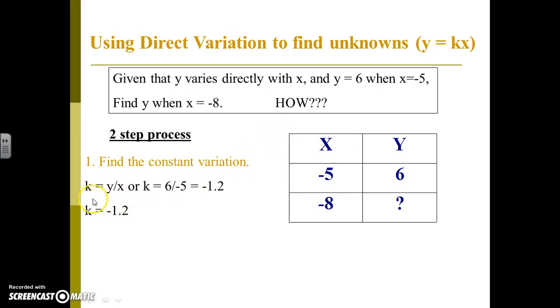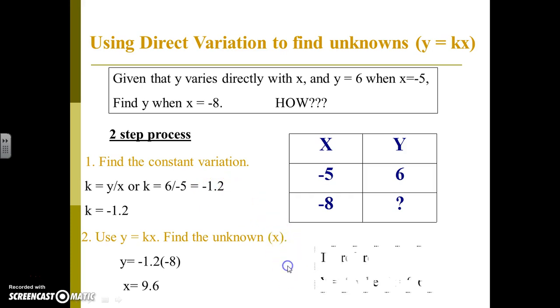So what we should have done is set up our equation, k equals y over x. In this case specifically, y is 6 and x is -5. So we see that k is -6/5, or -1.2. Because we know that k is -1.2, you also could have left it as 6 over -5 and put it into our equation times -8. So we see that a negative times a negative gives us positive 9.6. So now we have yet another ordered pair in our table, and to check, we could say 9.6 divided by -8, and we should come up with a ratio of -1.2.